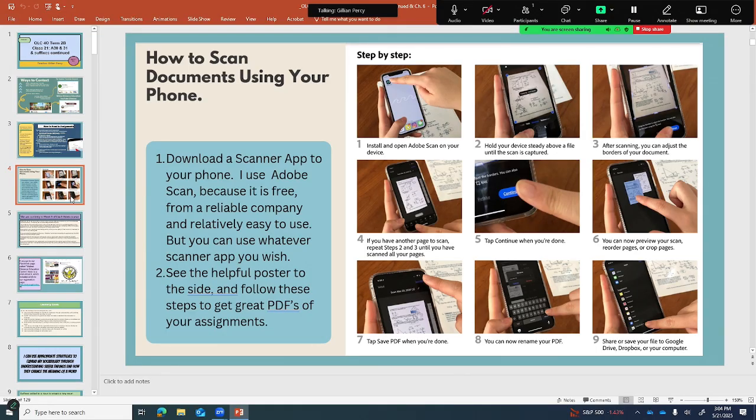Hit continue, and now it lets you preview everything before you go on. You can reorder the pages. You can retake a photograph if it didn't work out. If you're happy with it, hit Save PDF, give it a name, and then save it wherever you save your things, Google Drive, Dropbox, or whatever, and then send it to me as an attachment.